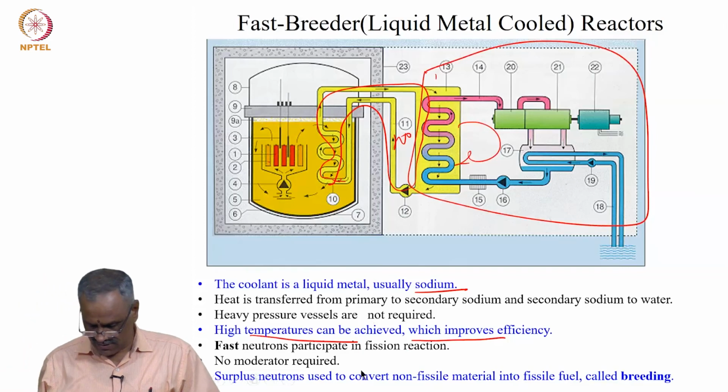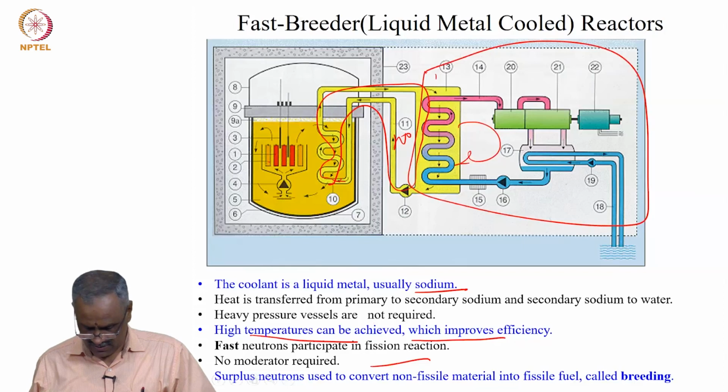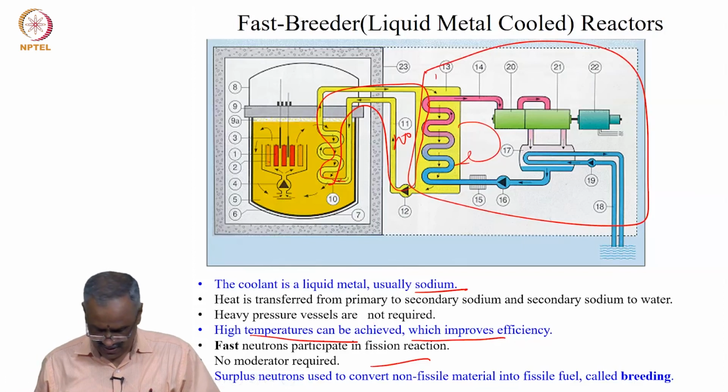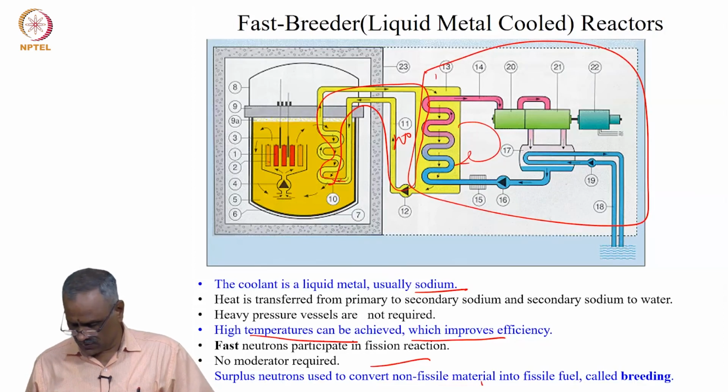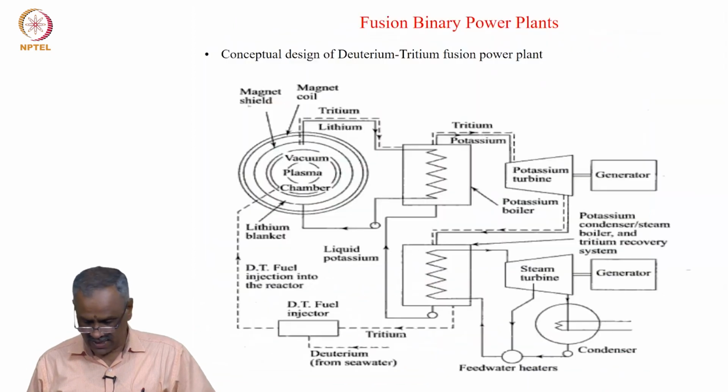Faster neutrons are participating in the fission reaction. Therefore, no moderator is required, because there is no need to reduce their speed. So, surplus neutrons are used to convert the non-fissile materials into fissile fuel, called breeding. I have already explained this.